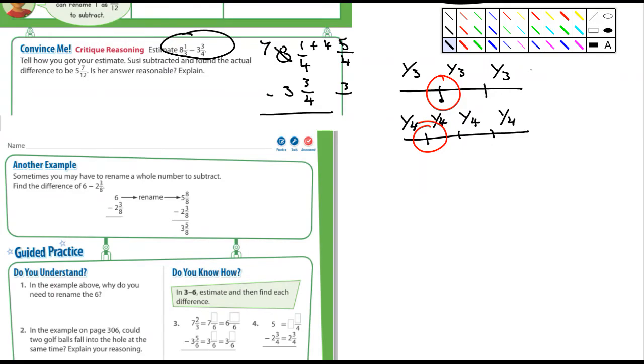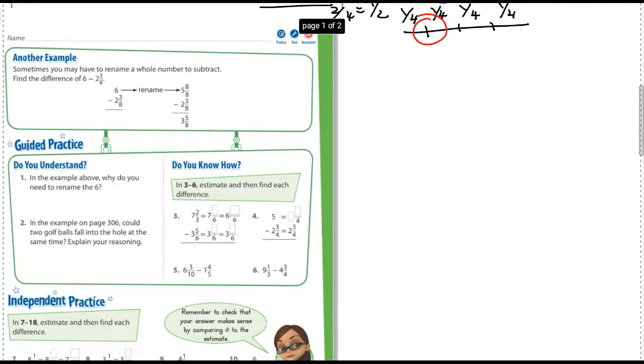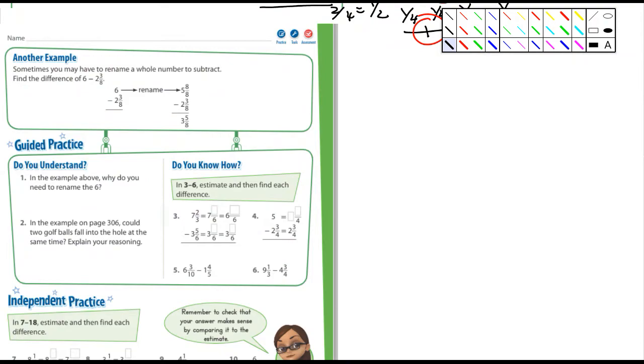Okay. Number 2, in the example on page 306, could the 2 golf balls fall into the hole at the same time? Well, what's the size of the golf balls? They were 1 2/3. So you're going to have to add 1 2/3 plus 1 2/3. And then you're going to see what size they are. And you're going to see if they're bigger than the hole, the golf ball hole. That was 4 and, what was it, 1/4? Yeah, 4 1/4 inches.